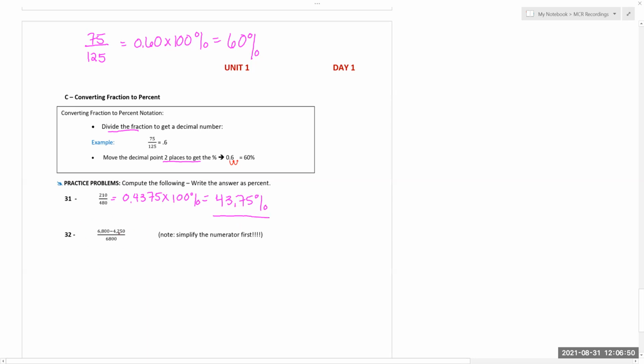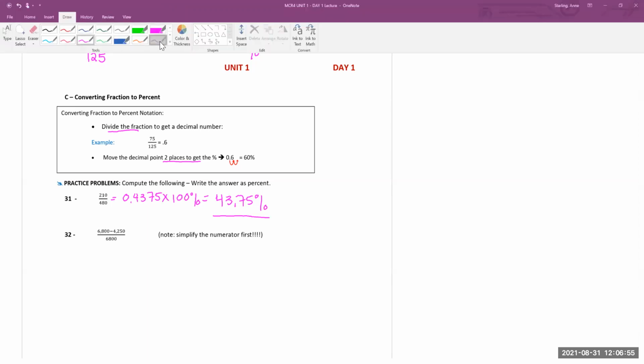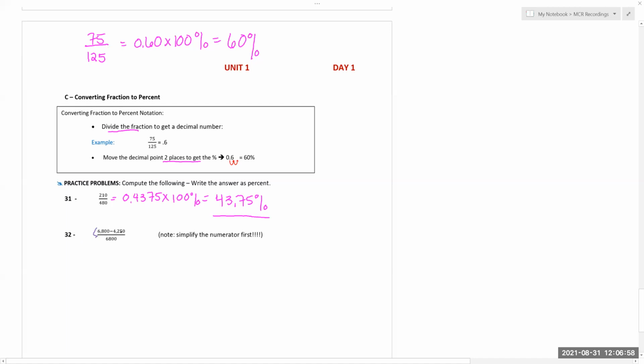Take a minute or pause to do this one. So this one, when you see the fraction bar, anything on top is its own parentheses, anything on bottom is its own. So you need to simplify the top first, then do the division. And multiply it by 100%. And you end up with 37.5%.